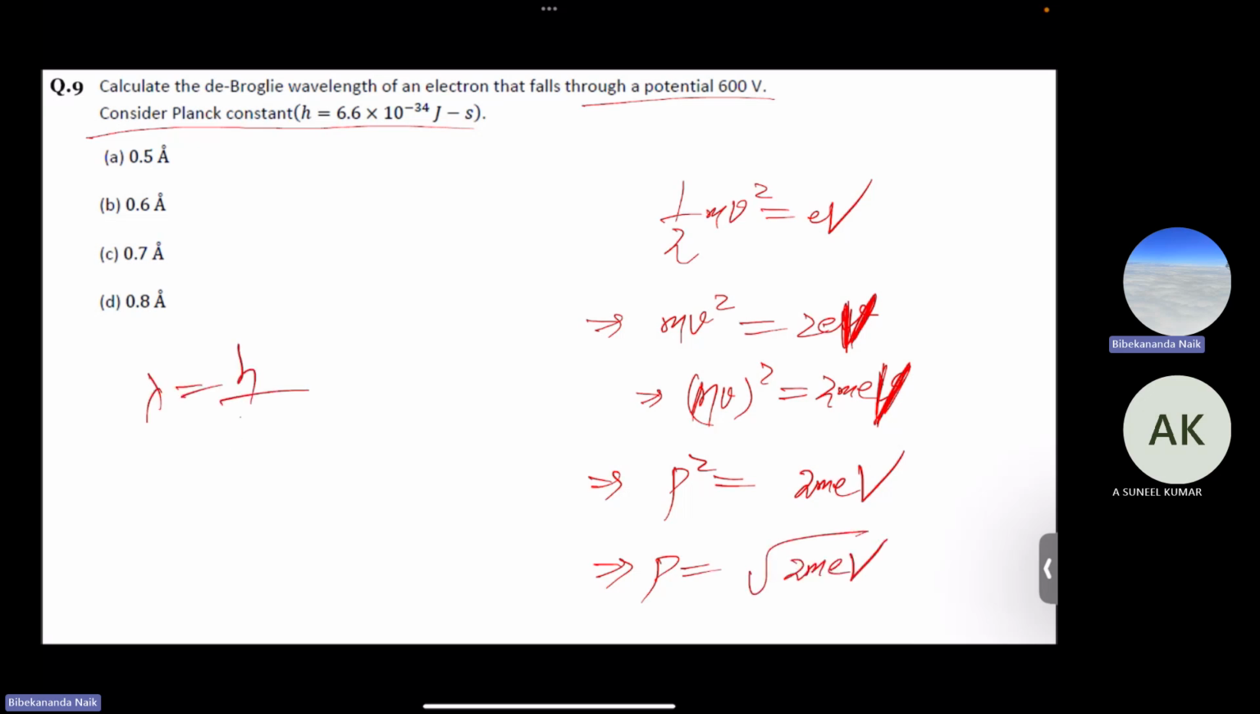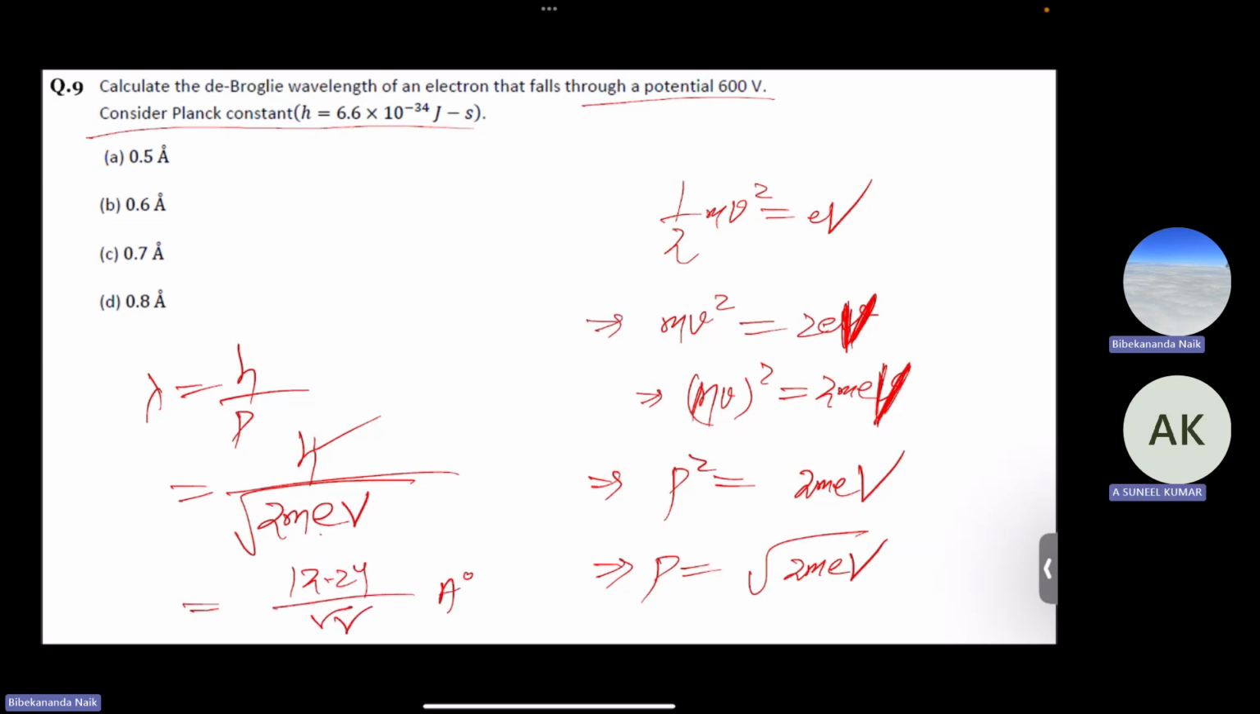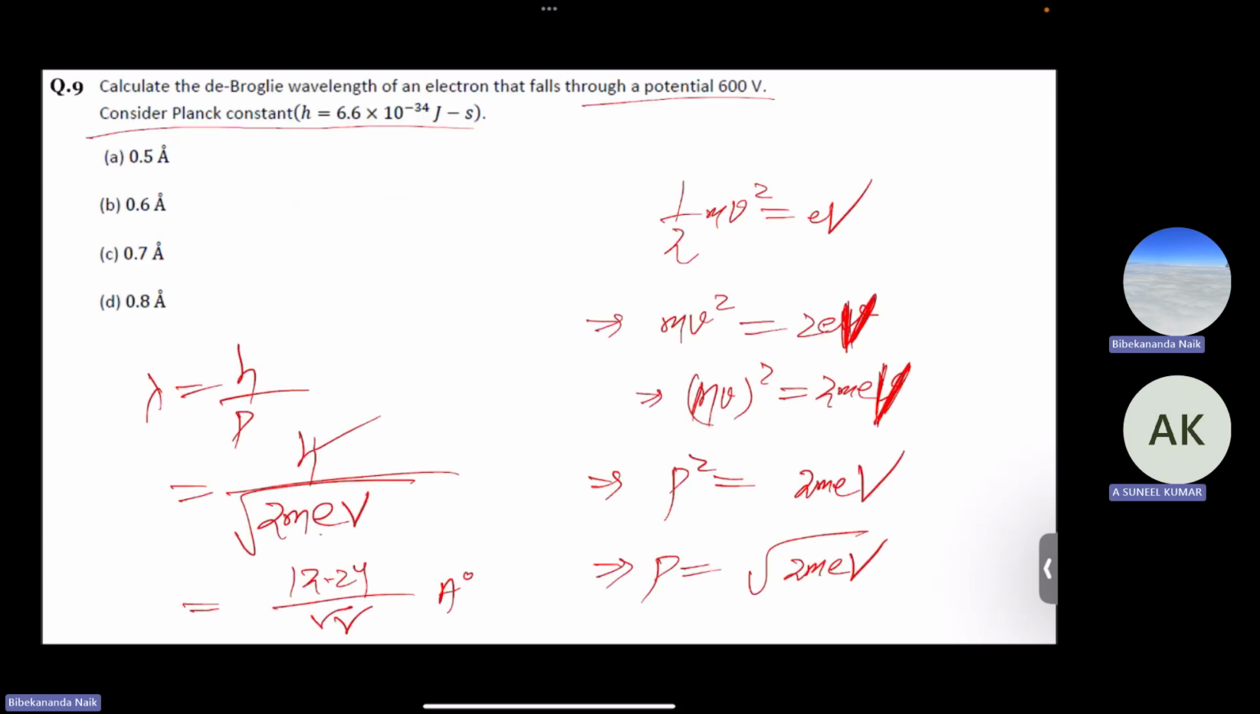And we know lambda is equal to h by p. So lambda is h by root over 2meV. Since h is constant, m is constant, e is constant, if you put all these, you will get 12.24 by root V in angstrom. So if you put those values, you can calculate lambda to be 0.5 angstrom. So the correct option will be option A, 0.5 angstrom.